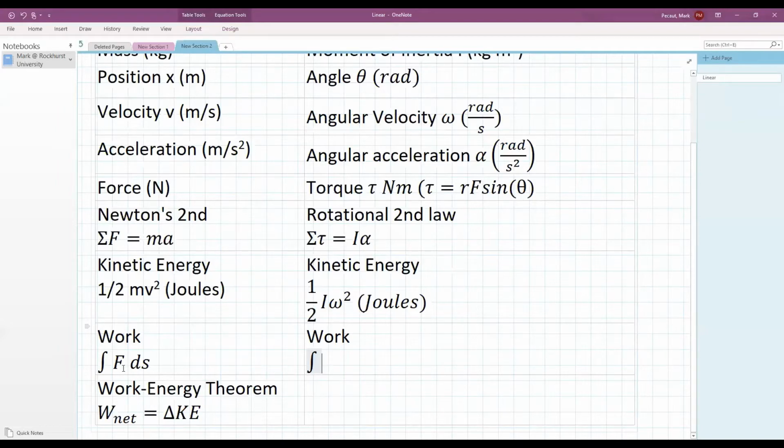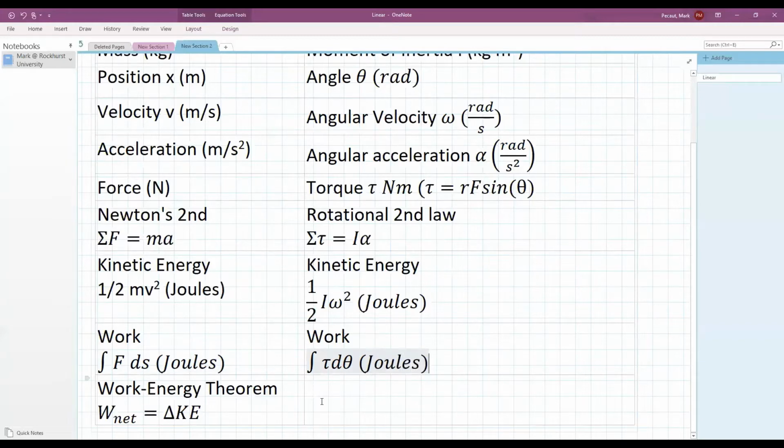The rotational version of force is torque. So that's tau. And the rotational version of displacement is the angle. That's going to be d theta. Okay, and the units for this were joules in regular units. In rotational units, it's still going to be joules.